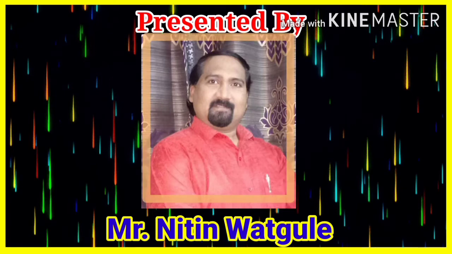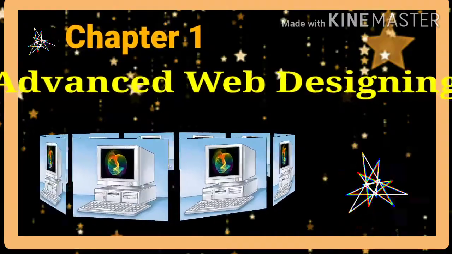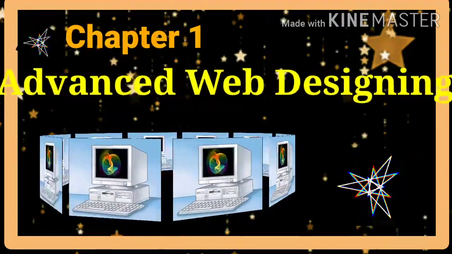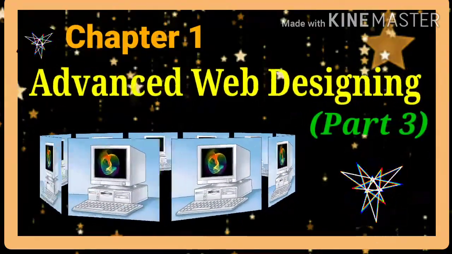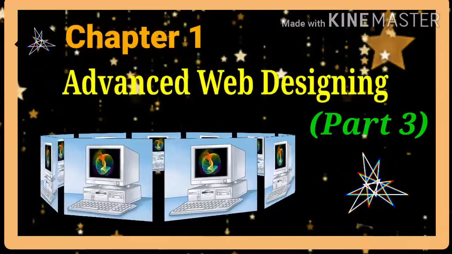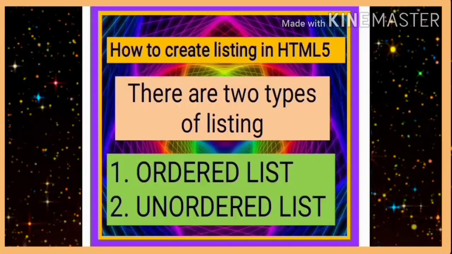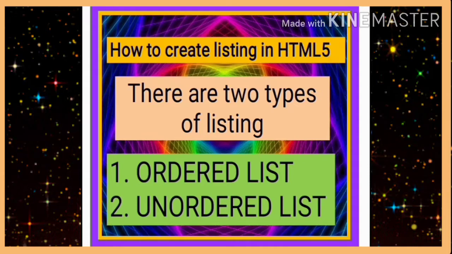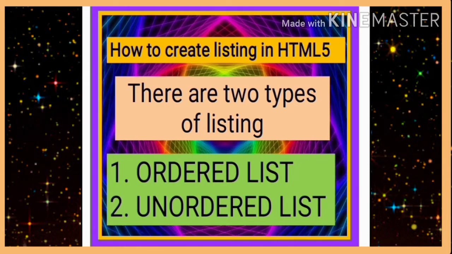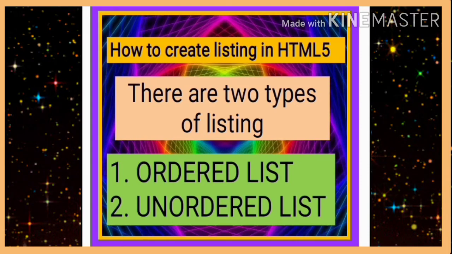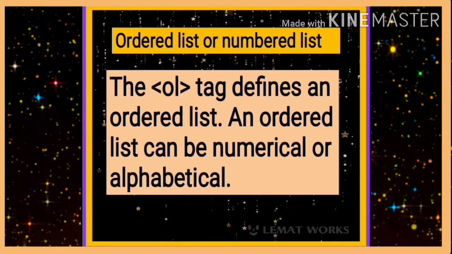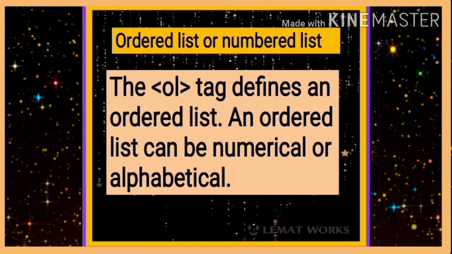Nitin Watgule. Today we learn and study remaining topics of Chapter 1 Advanced Web Designing Part 3. How to create listing in HTML5. There are two types of listing. First is ordered list and second is unordered list. The ordered list is also known as numbered list.